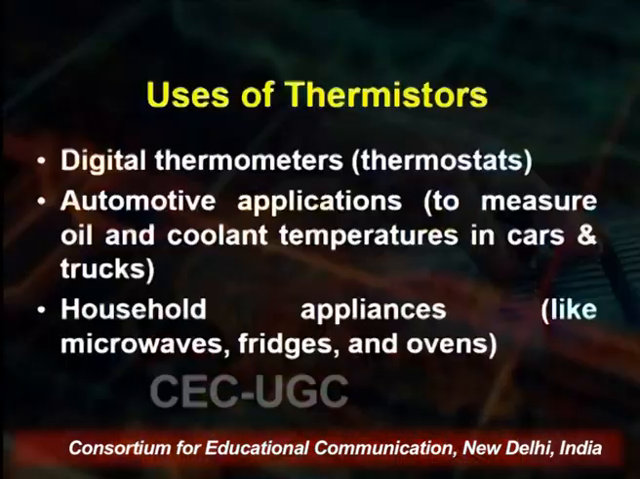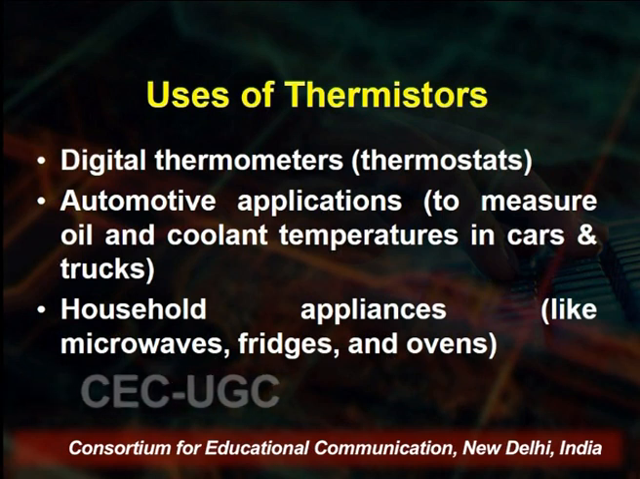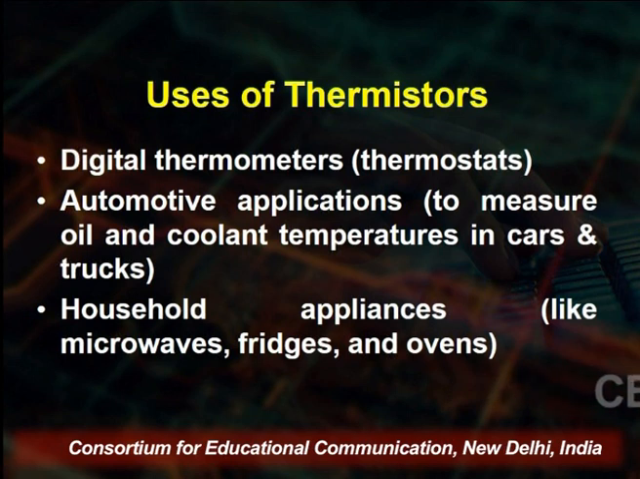Now, what are the uses of the thermistor? Thermistors, as the name suggests, are used for temperature measurement as the resistance changes. Thermistors have a variety of applications. They are widely used as a thermistor thermometer to measure temperature in many different liquid and ambient air environments. Some of the most common uses are in digital thermometers, also known as thermostats. Most automobile companies use thermistors in automotive applications to measure the oil and coolant temperature in cars and trucks.